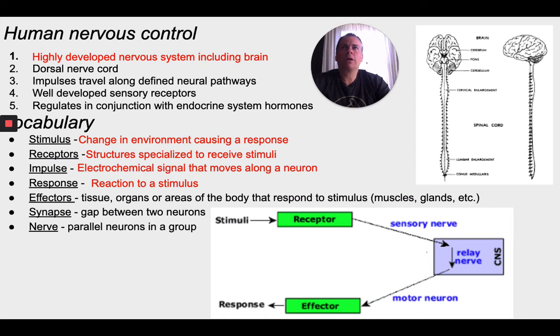When we talk about our nerves, what we're talking about are these groups of neurons. Neurons are individual nerve cells that branch out to and from the central nervous system, bringing information back and forth.